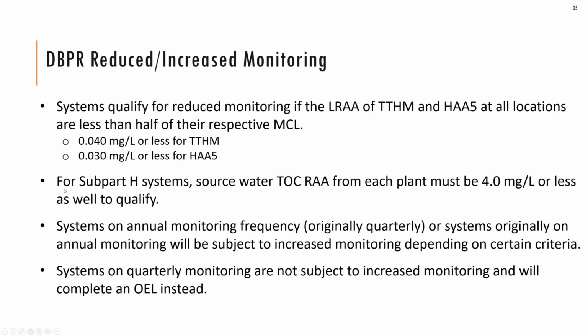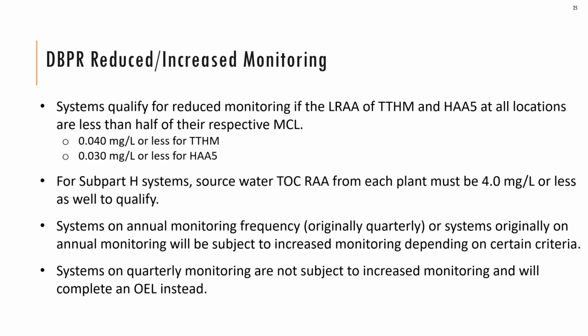Water systems are able to qualify for reduced monitoring if their system demonstrates low TTHM and HA5 levels. This can be a longer sampling frequency, so changing from quarterly to annually, or it could be a lower number of samples required to be collected. To be more specific, once a system finishes 4 consecutive quarters of monitoring and their locational running annual average of TTHM and HA5, so the average of 4 quarters at all locations, is less than or equal to half the MCL, or 0.04 milligrams per liter for TTHM, or 0.03 milligrams per liter for HA5, then the system can qualify for reduced monitoring.